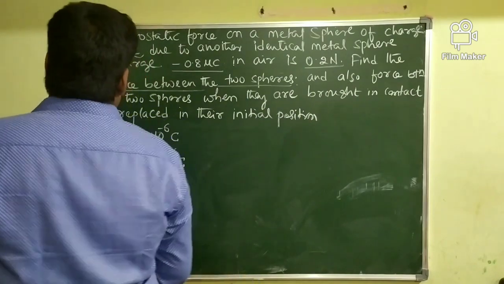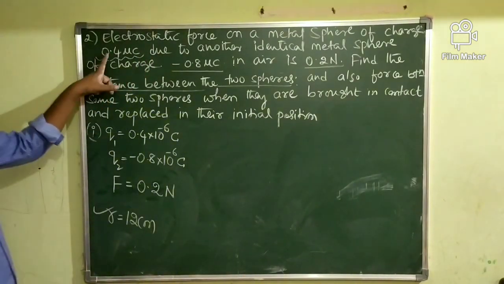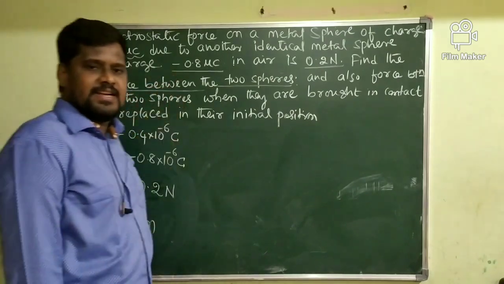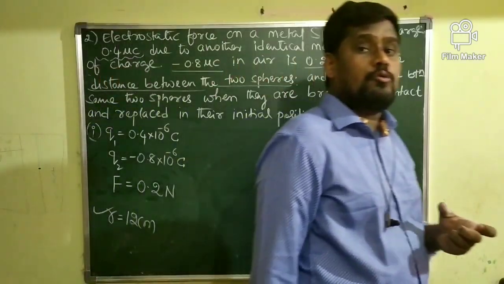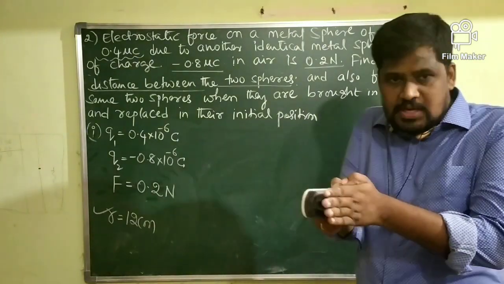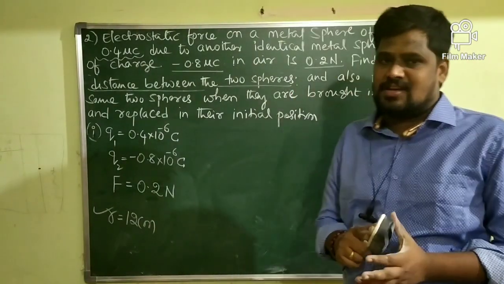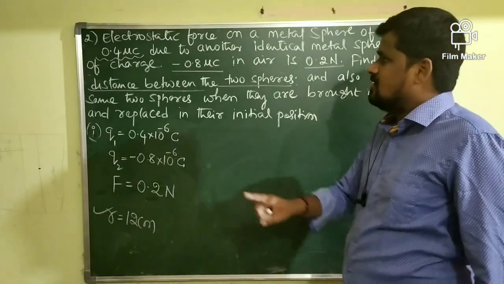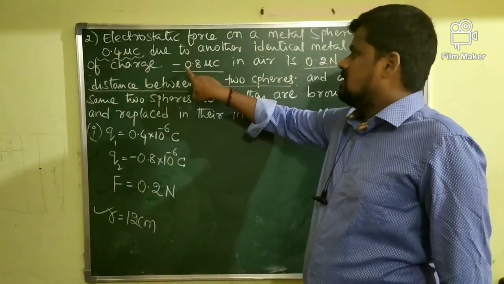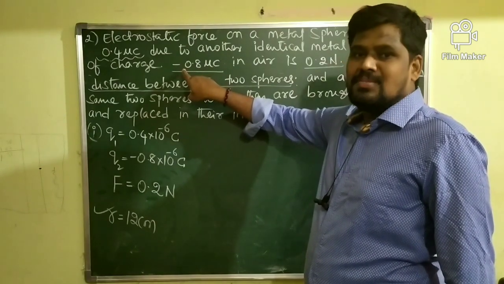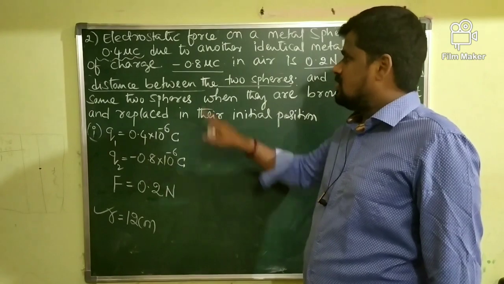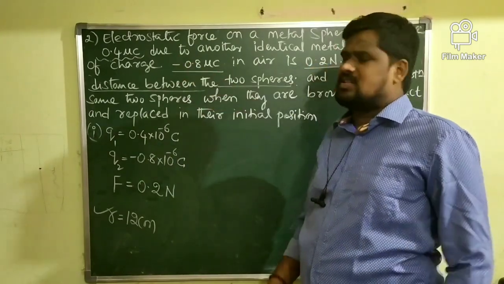In this case, what happens? What is the charge on the first sphere? 0.4 microcoulomb. What is the charge on the second sphere? Minus 0.8 microcoulomb. What happens when those two spheres are brought in contact with each other? What will be the net charge? 0.4 plus minus 0.8.